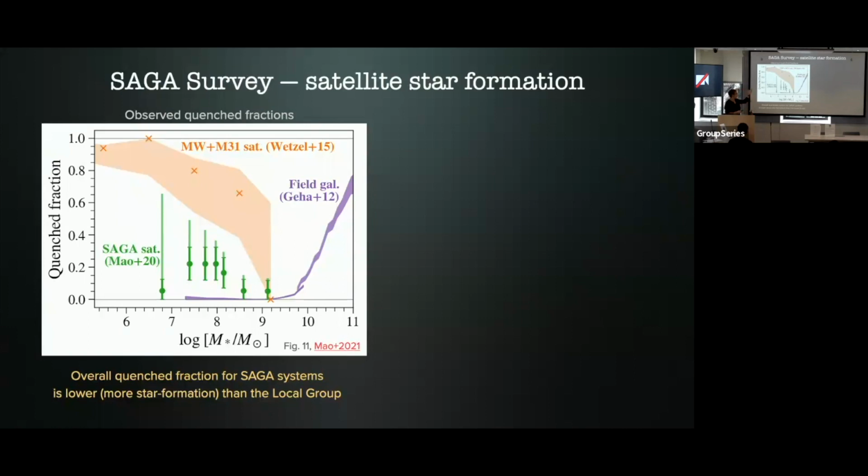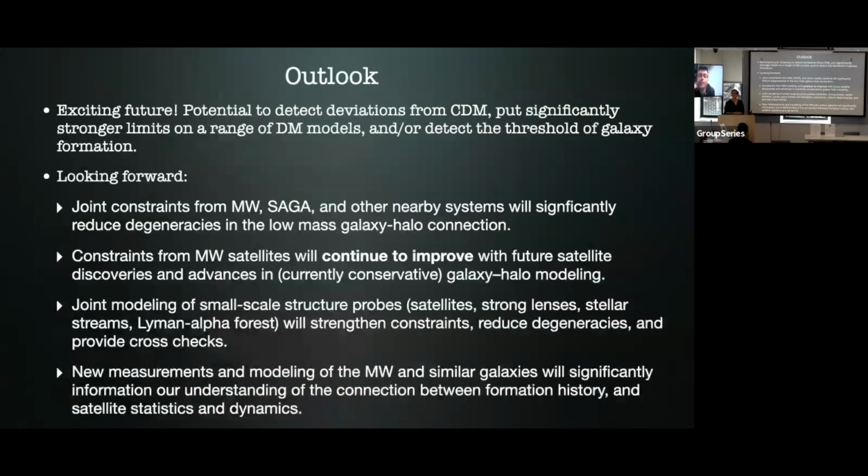There are fewer quenched systems than there are in the Milky Way and more star-forming systems on average. And I think we now understand exactly what those limits are. We have Vasily Balakarov online. Hi, Vasily. Hey, Risa, thanks for the cool talk.